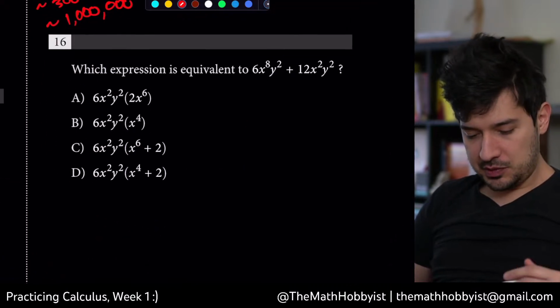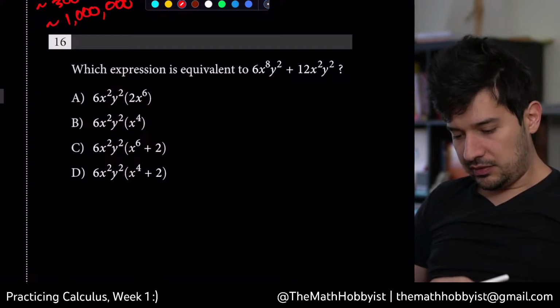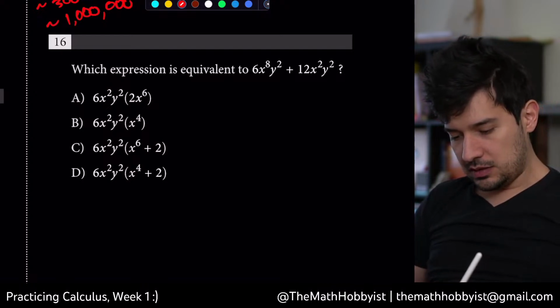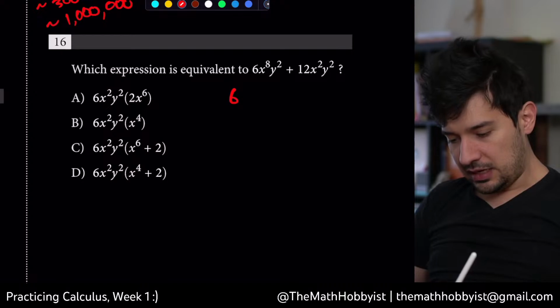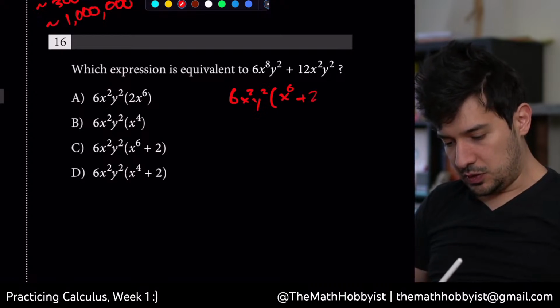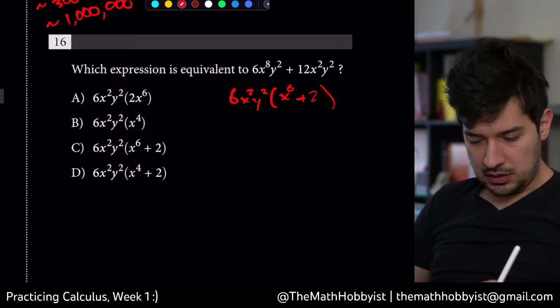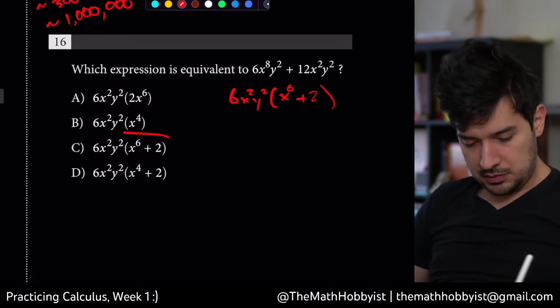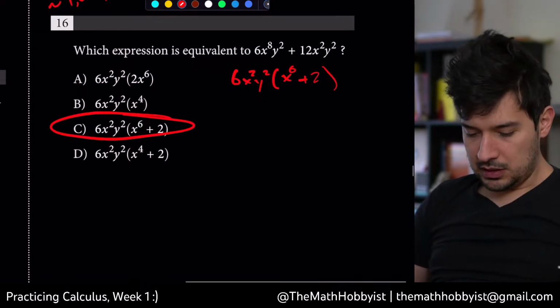Which expression is equivalent to that thing? Let's factor out as many common factors as we can. 6x squared y squared times x to the 6th plus 2. 6x squared y squared x to the 6th plus 2. I think it's right there.